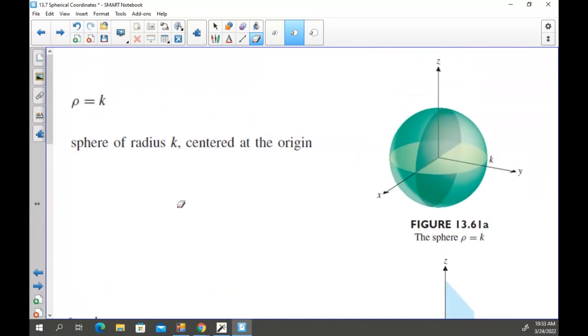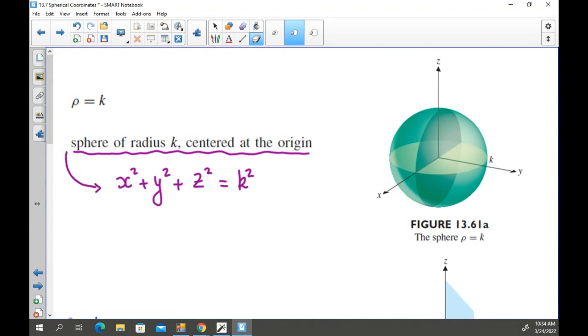Now, here, the equation of a sphere of radius k centered at the origin. You may remember that in rectangular coordinates, the equation of a sphere is x squared plus y squared plus z squared equal to the radius squared. This is the equation of a sphere of radius k centered at the origin.